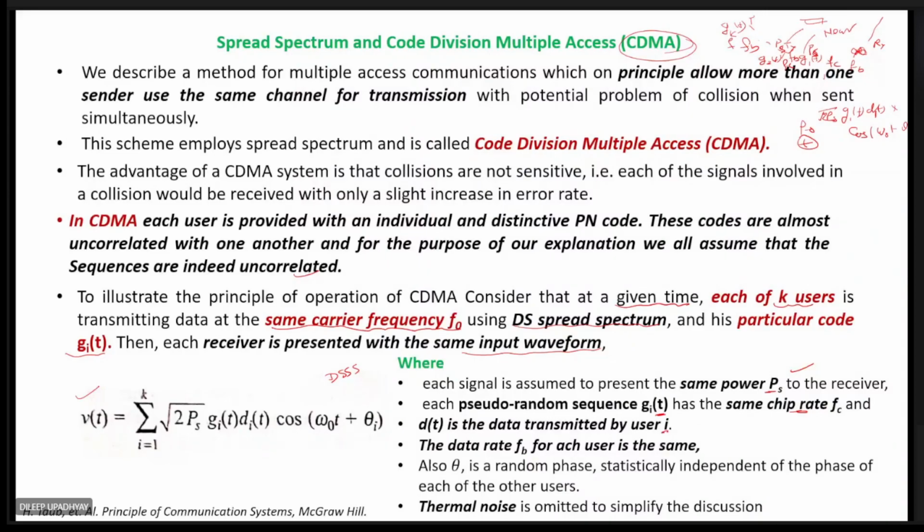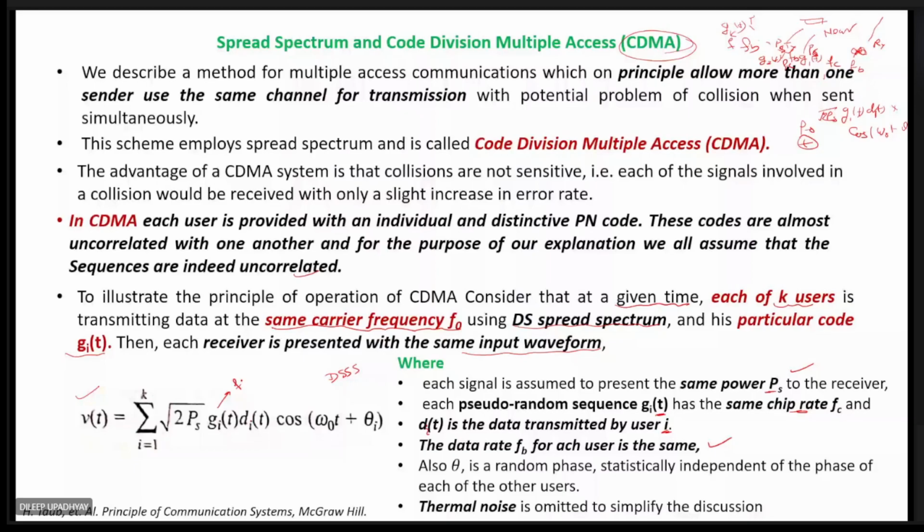Here you can write it as Di(t), the data transmitted by user i. So it will be D1(t) for the first user, D2(t) for the second user, and DK(t) for the Kth user. The data rate for all the information sent from the various transmitters remains the same, that is Fb. So all Gi have the same chip rate, and all Di(t) have the same bit rate Fb.